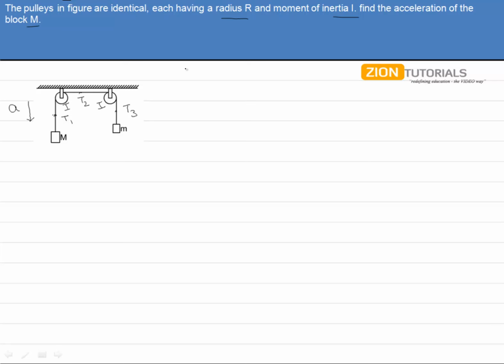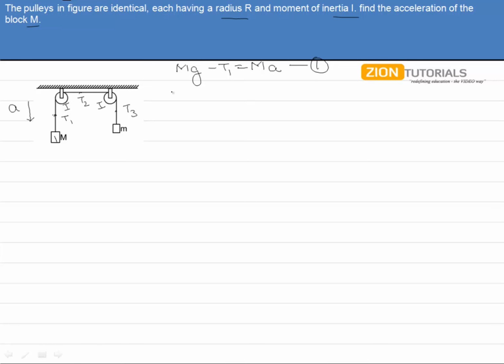So let us frame the equation for block 1, that is this one. We can write it as mg minus T1 is equal to mass into acceleration, right? Marking it as equation number 1.